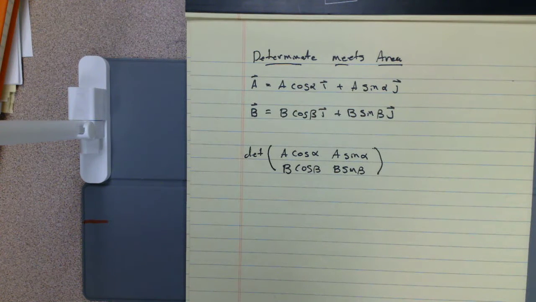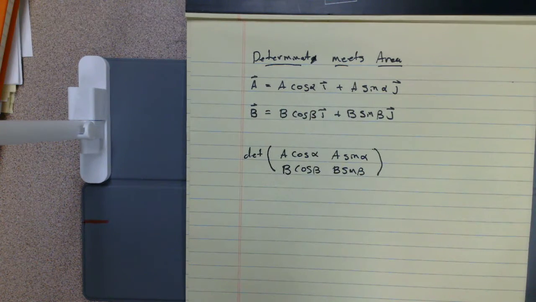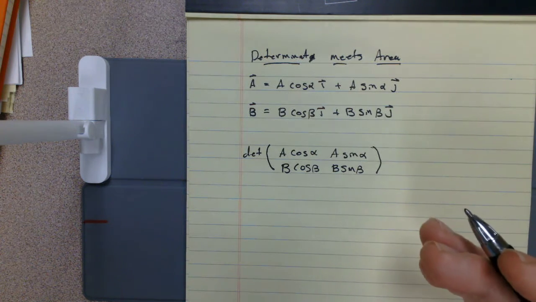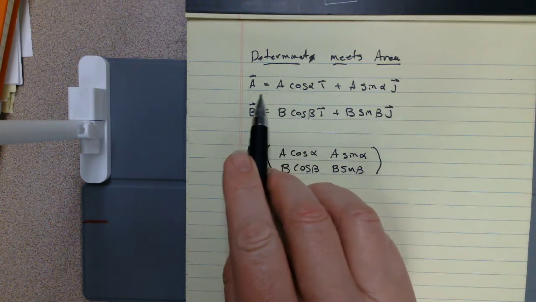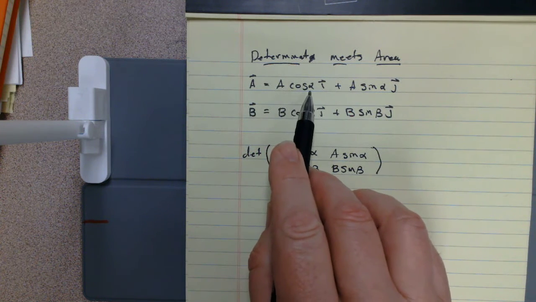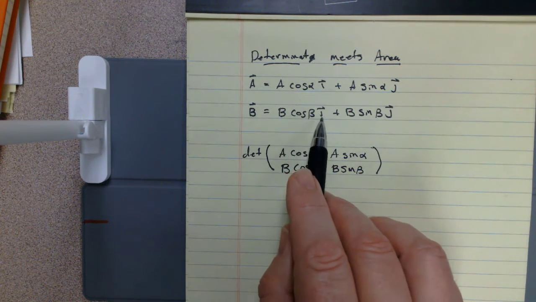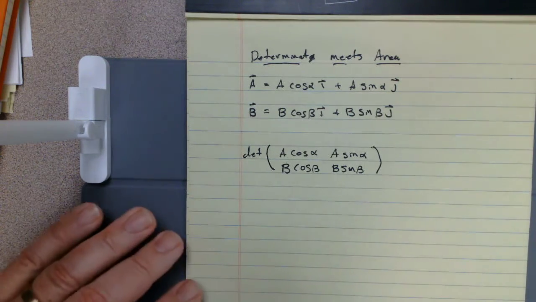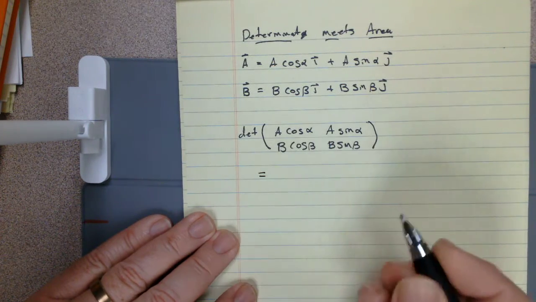So now we're having kind of a mathematical crossover here: determinant meets area. How we're going to do this is we're going to take our vector A and vector B that we had in the previous clip and resolve them into their components. Vector A is equal to a cosine alpha times i, plus a sine alpha times j. Vector B is b cosine beta times i, plus b sine beta times j. We take these and put them in a determinant. Then we will calculate that determinant's value.